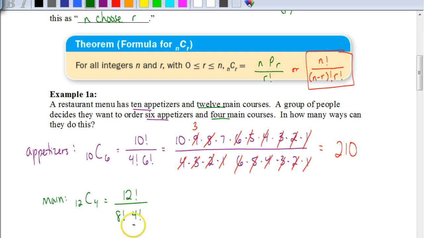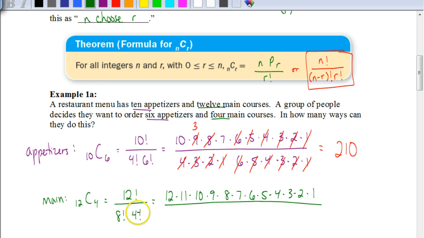Also, here's a little hint for you. In our denominator, the 4 and the 6 added up to be 10. Here we have 8 plus 4. That adds up to be 12. That's an easy way to check to make sure that you have it set up correctly. Now let's go ahead and simplify or set this up. So it's going to be 12 factorial, so 12 all the way down to 1. And then we would have the 8 factorial and the 4 factorial.